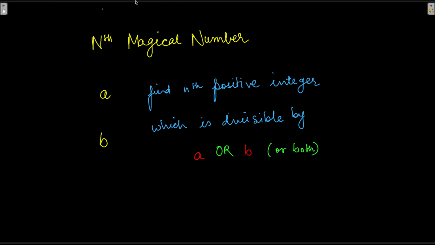nth magical number. It is challenge number 878 on leetcode.com. We are given three numbers a, b, and n. We are required to find the nth positive integer which is divisible by a or b or both. So what do we mean by that? Let us see.